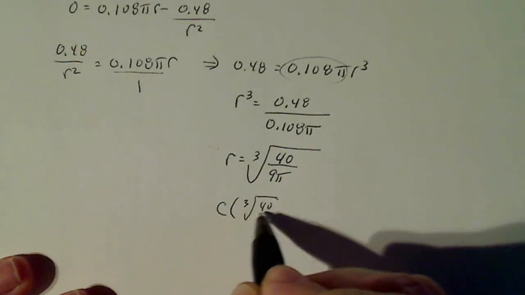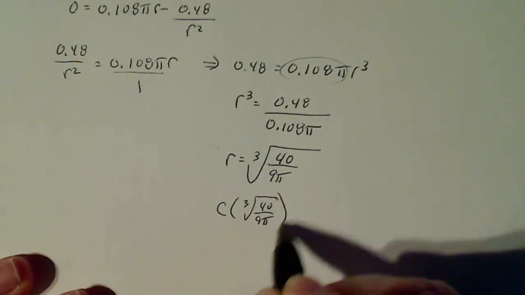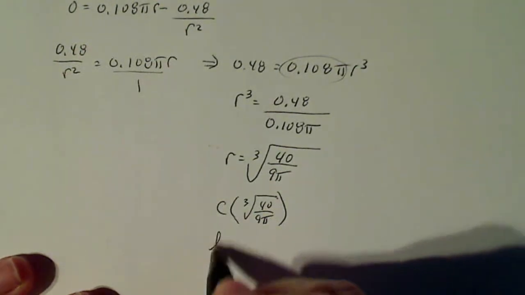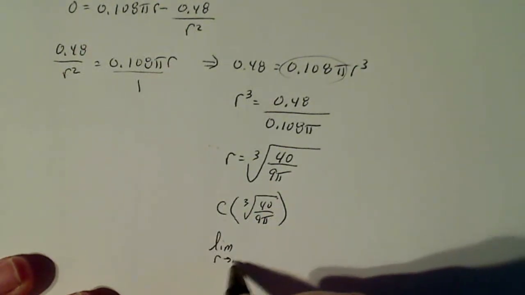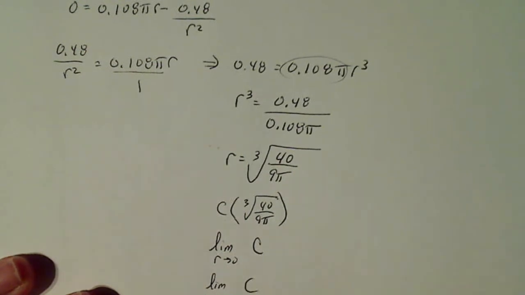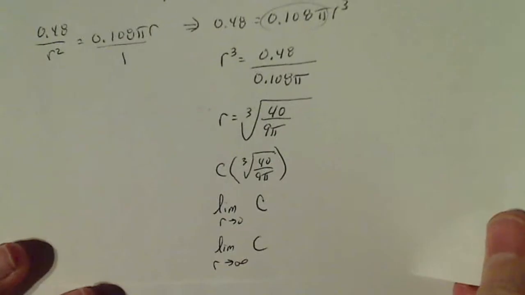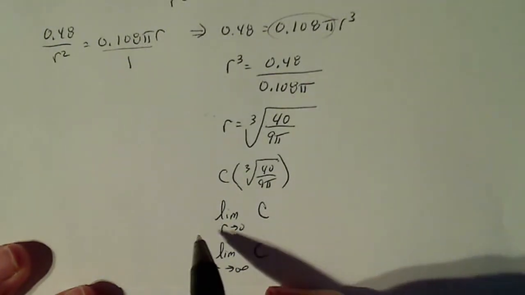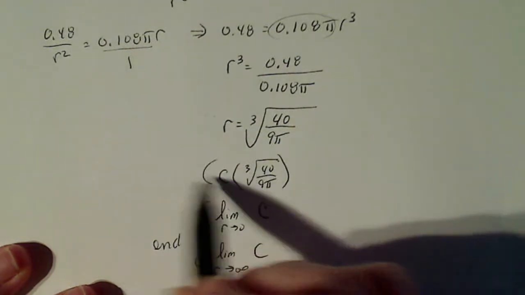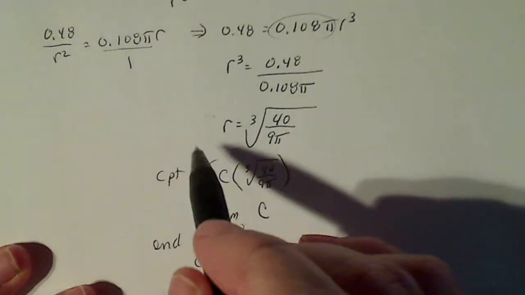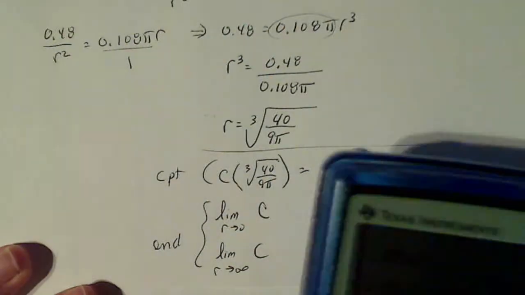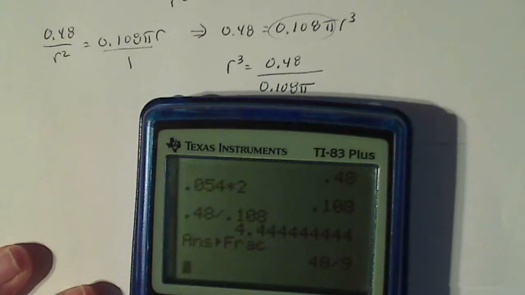Remember, when you do this, you go back to the original function because we're not finding local maxes or mins. We have to look at the limit as r goes to 0 of C and the limit as r goes to infinity of C. Those are the end points. These are the ends, and this is the critical point. Now, when you do this, I would do it approximately. I mean, it would be really hard to do by hand.